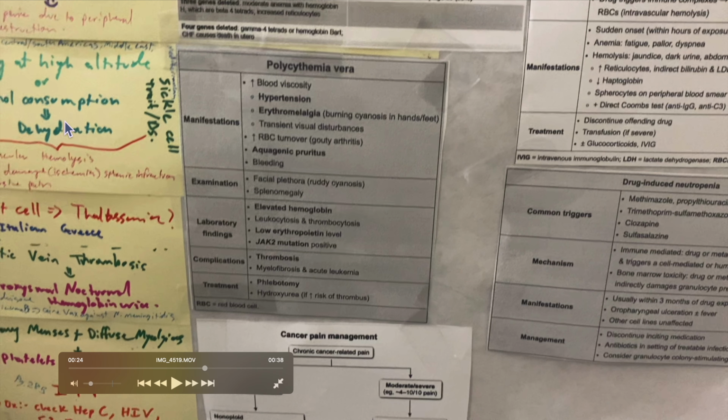Polycythemia vera, we already covered that. But anyways, manifestations: increase in blood viscosity, hypertension, erythromelalgia, burning cyanosis in hands and feet, transient visual disturbances, increase in RBC turnover, gouty arthritis, aquagenic pruritus, and bleeding. This is the one where hot water causes itching.